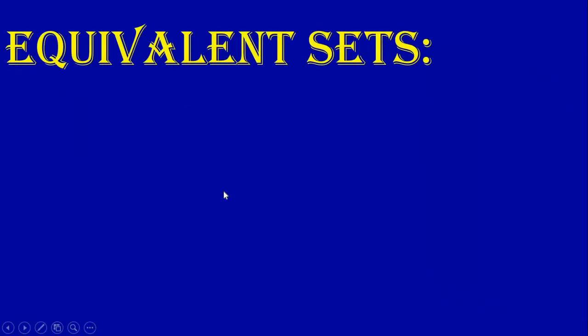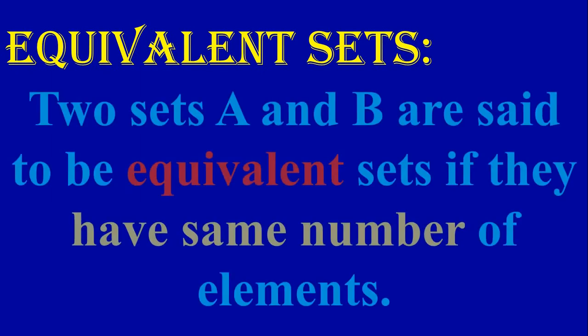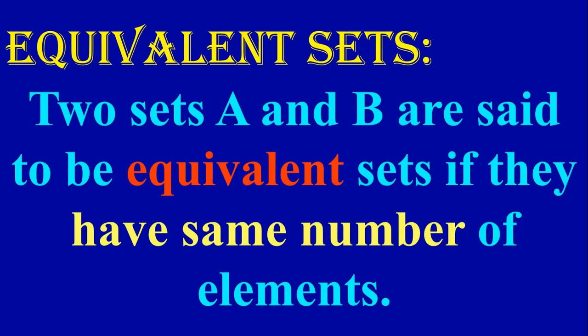So next it is equivalent sets. Two sets A and B are said to be equivalent sets if they have the same number of elements. Now equal sets mean the same elements, but here it is the same number of elements. So the total number of elements in set A and set B should be the same. But if an element is repeated, we should not count that. It is counted as one element only. So therefore the total number of elements in set A and set B should be the same. That is, the number of distinct elements should be the same.